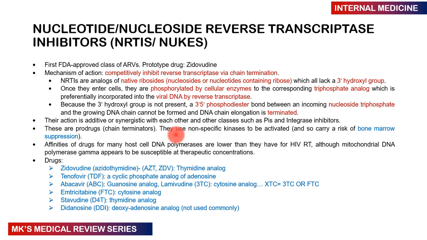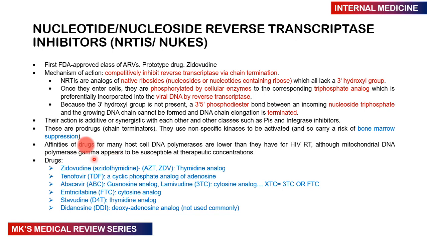Now, because of this, they carry a huge risk of causing bone marrow suppression. And remember that these drugs have some affinity for the DNA polymerase which is also present in your host cells, especially in the mitochondria. This can happen with certain groups of drugs, especially the first drugs that were synthesized. So drugs like zidovudine can bind to the mitochondrial DNA polymerase gamma and cause side effects. This is what is actually responsible for the side effects.